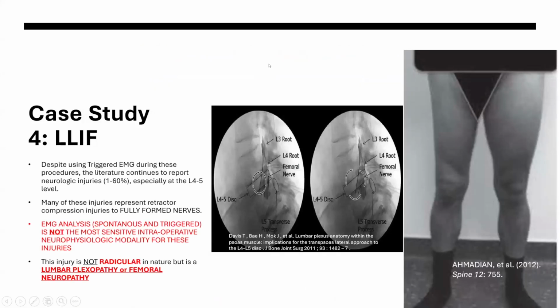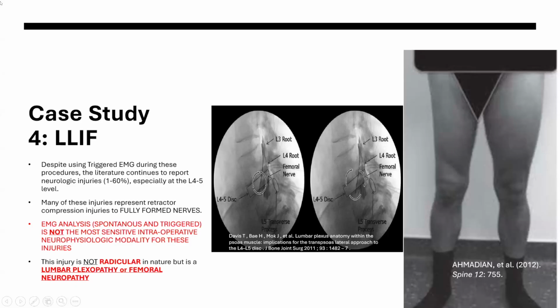So another case study, lateral lumbar interbody fusions. These are spine surgeries that go through the psoas muscle. The lumbar plexus lives within the psoas muscle. So as a neurophysiologist, I don't approach it as a spine surgery. For me, it's peripheral nerve surgery because I'm worried about the obturator nerve. I'm worried about the femoral nerve.